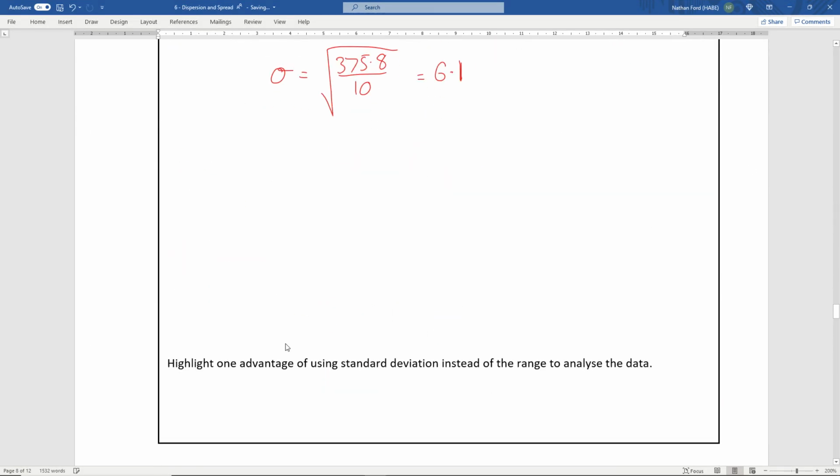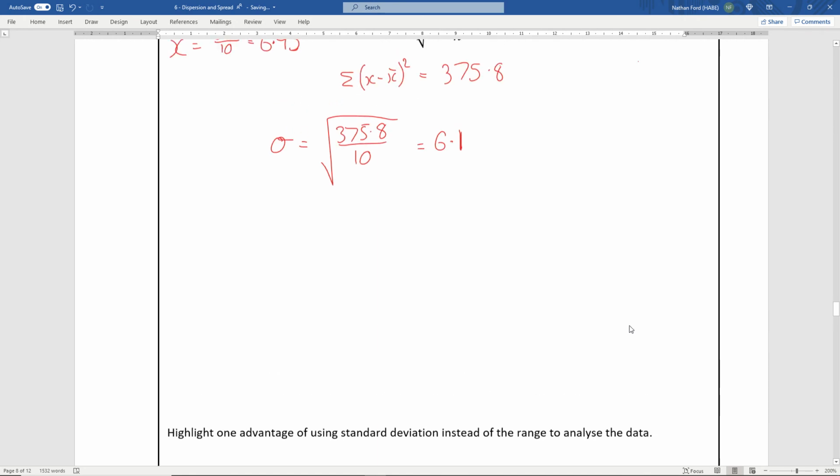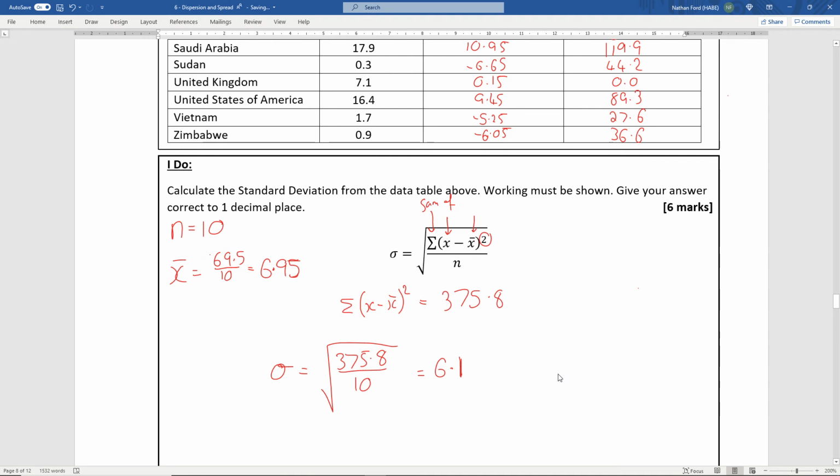Now, down the bottom, it asks another question. Highlight one advantage of using standard deviation instead of range. The main reason you use standard deviation is because it includes all values. It's a calculation that includes all values from the data set, unlike the interquartile range, which only uses two, the lower quartile and upper quartile.